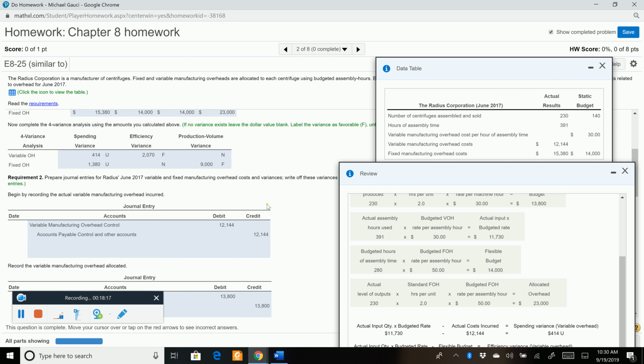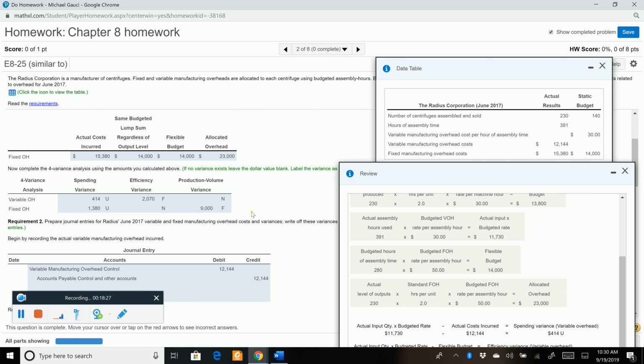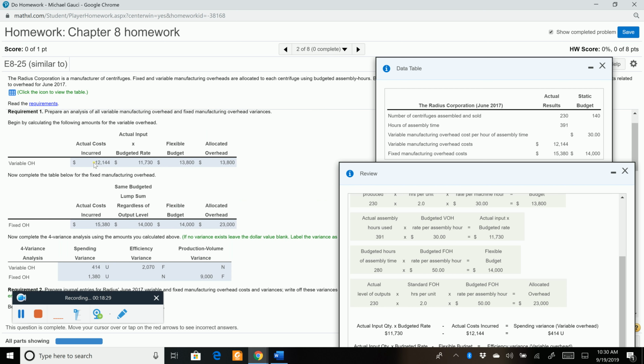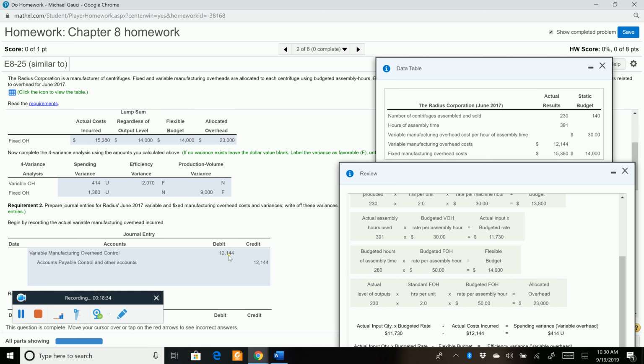And now the journal entries, and this is a very important part of understanding how this all works. You can see that we have our original journal entries for the variable overhead. The actual costs were $12,144, so that would be debited to the overhead account. Remember, this is a temporary account that will get closed out at the end of the year, and we're going to credit all of our accounts payable type of accounts. Remember, this is the amount that we owe. These are actual numbers. So we've got to pay these payables.